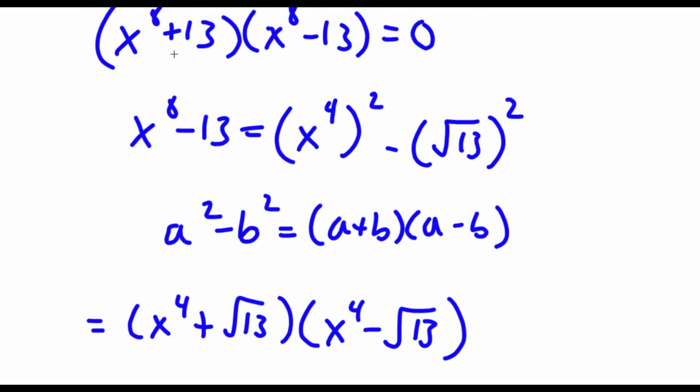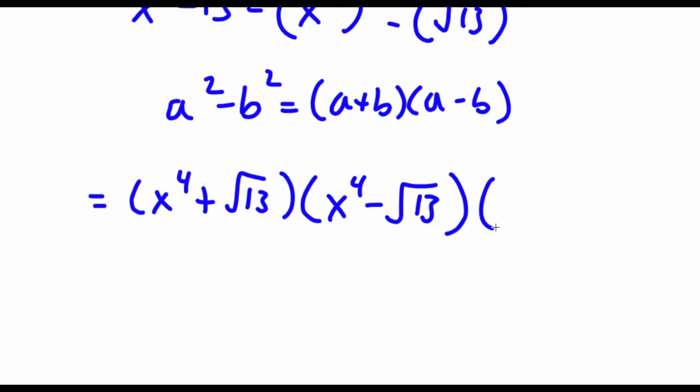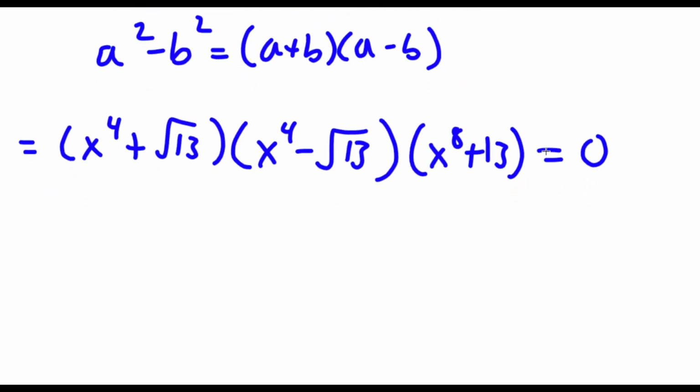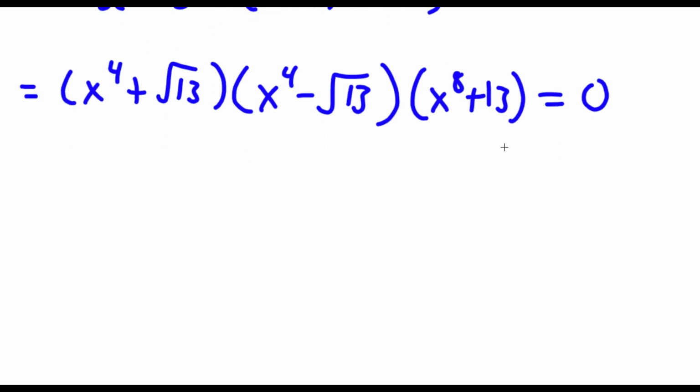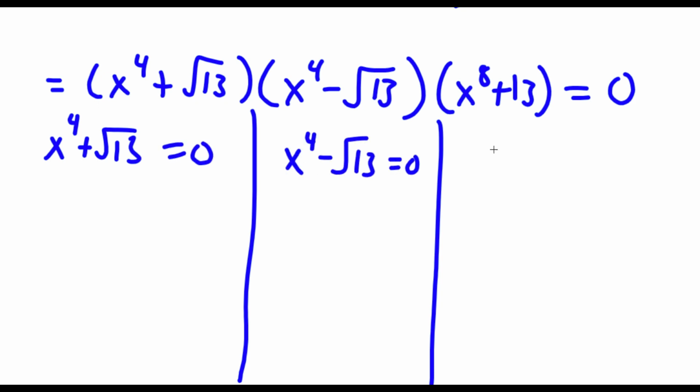And remember, I still have my x to the power of 8 plus 13 from the start. So I have x to the power of 8 plus 13, and all of this is equal to 0. So now I have 3 equations here. I have x to the power of 4 plus the square root of 13 is equal to 0. I have x to the power of 4 minus the square root of 13 is equal to 0. And I have x to the power of 8 plus 13 is equal to 0.